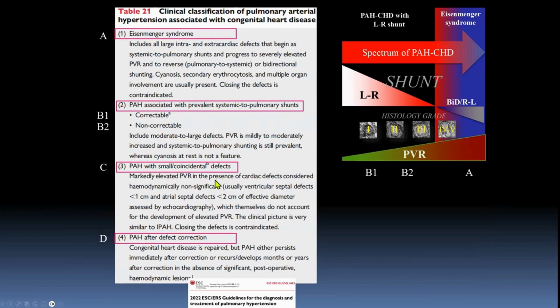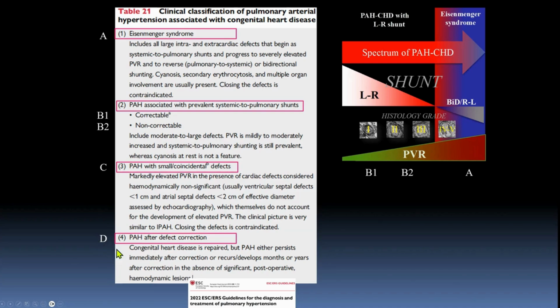We sometimes call them B1 and B2. We have patients with coincidental defects, so we have a perhaps small VSD, but then significant pulmonary vascular disease. And you think, why should that be the case? Is this idiopathic? Is it coincidental with the congenital heart defects? Should this group even be in here, or should they be moved to the idiopathics with coincidental defects?